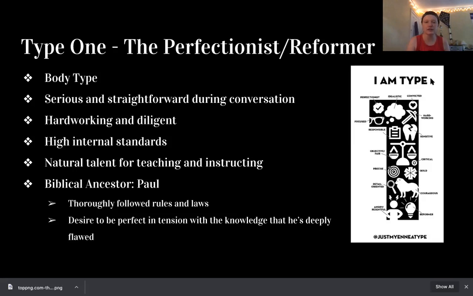So, like I said, they're more serious and straightforward during conversation. They're more likely to be blunt, to just tell you what they think. They have really high standards for themselves, not necessarily for others, but definitely for themselves. And they have a natural talent for teaching and instruction.